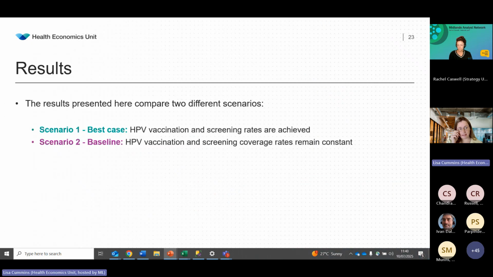So the results I'm going to present here are for 2 different scenarios. I forgot to say actually, for the model that we built, we used conservative estimates of parameter values throughout to avoid overestimating the impact. We felt more comfortable underestimating the impact than overestimating. So the base case, or best case scenario one, the green one, we assumed that HPV vaccination and screening rates, those target rates of 90% for vaccination and 70% for screening, were achieved. Whereas in scenario two, we assumed that the current coverage rates would just remain constant over time.